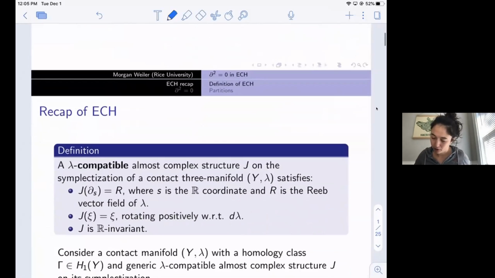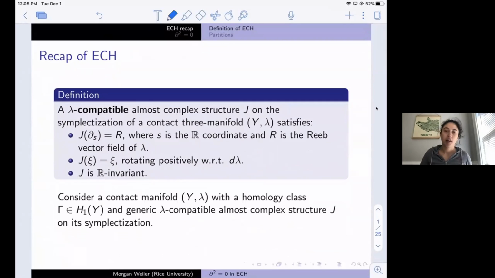Okay, so just to give you a quick recap of ECH, this is just the definition of the compatible almost complex structure you'd want to pick on a symplectization. It sends this R direction to this R direction. It rotates the contact planes positively with respect to d lambda, and it's R invariant. The setting that we're going to be in is a contact manifold with a 1 homology class, and a generic lambda compatible almost complex structure on its symplectization.